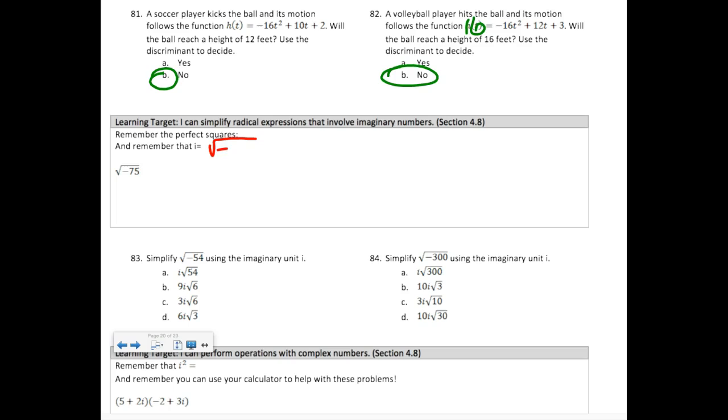Negative in the square root, okay. 75, would everyone agree I cannot square root 75? No, but is there a number that goes into 75? 25, so I'm going to split it between 25 and 3. The square root of 25 is 5, and I'm going to have 5i and square root of 3, okay?